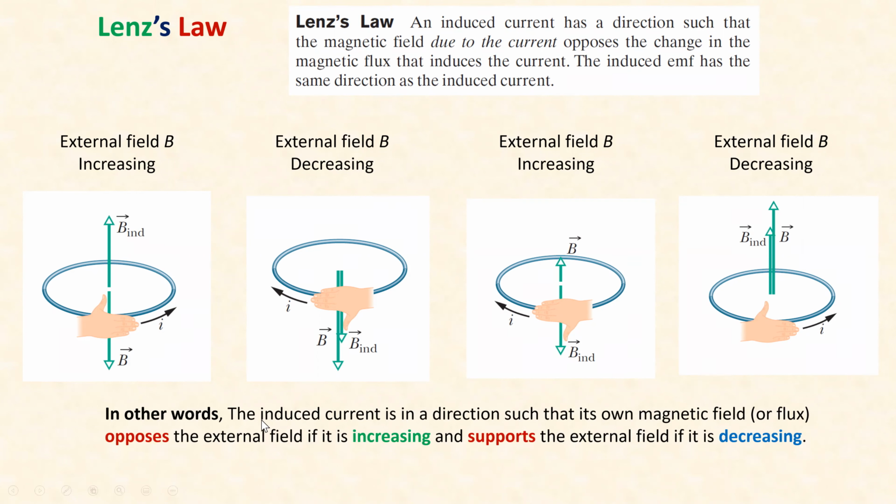In other words, the induced current is in a direction such that its own magnetic field or flux opposes the external field if it is increasing, and supports the external field if it is decreasing. All right, so it is in the same direction if it is decreasing. It is the opposite direction if it is increasing.